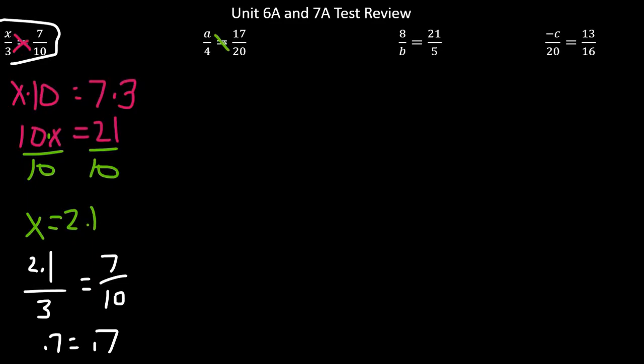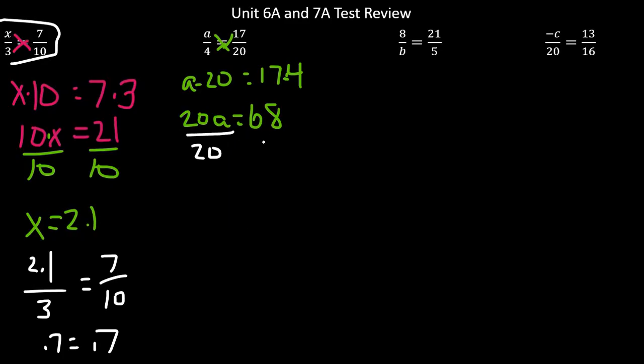So the next one is 8 times 20, just cross multiplying, equals 17 times 4. 8 times 20 is just 20x. It's customary to put the number in front of the letter. And 17 times 4, I believe, is 68. Then we would divide both sides by 20, and that's going to give us 3.4.